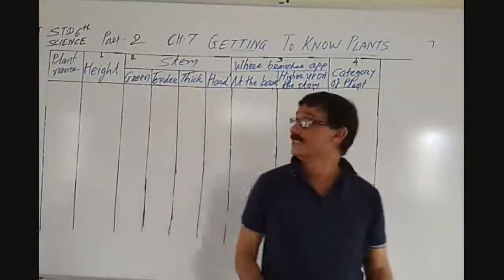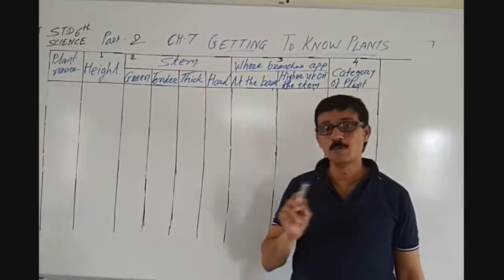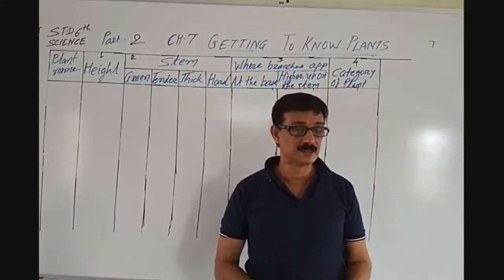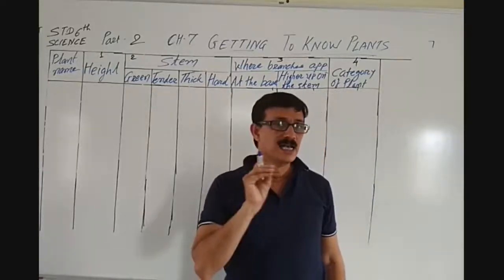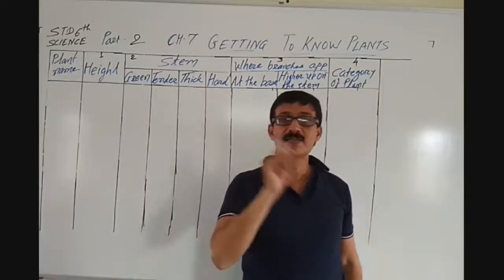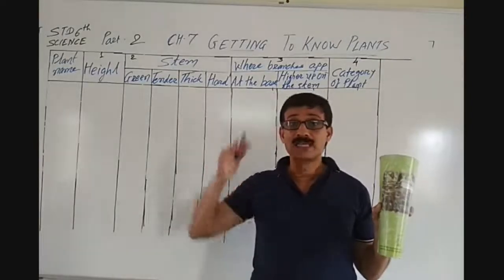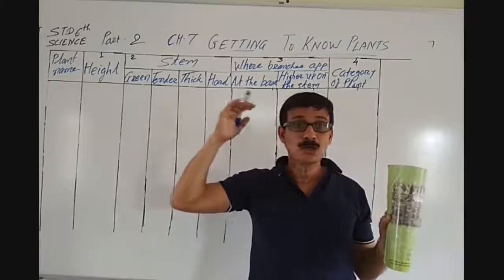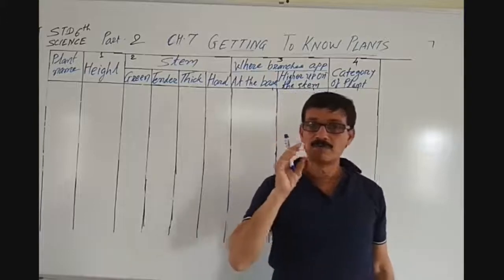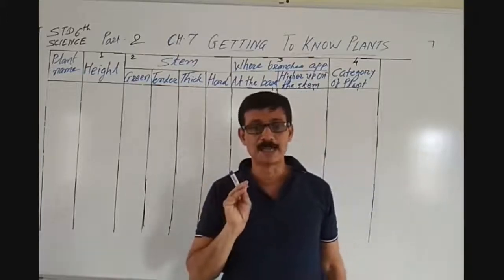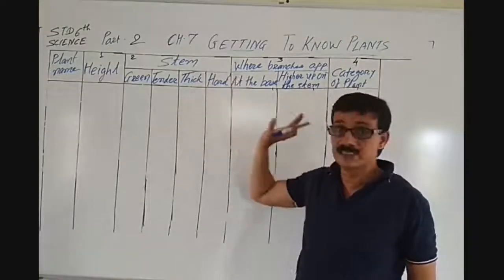Hello students, this is part 2 of chapter 7, Getting to Know Plants of Standard 6 Science. In the last part, we discussed some parts of the plants, as well as activity 1, where you observe some plants which are smaller than you, at your height, and some much taller than you. So today we are going to fill this table.